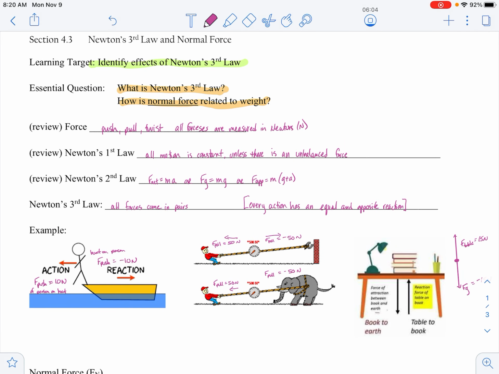Newton's third law. All forces come in pairs. They have to be equal in size and opposite in direction. Or every action has an equal and opposite reaction. So pause for a minute, look that over, and make sure you're comfortable with that.